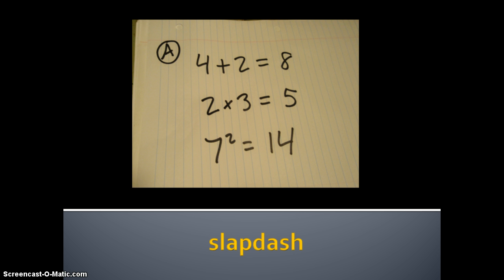Our next word is slapdash. Slapdash is an adjective. First syllable is accented. It is careless or hasty. If you're not paying attention, you would do your math problems like this, and it would be slapdash. Synonym is cursory. Antonym, thorough.